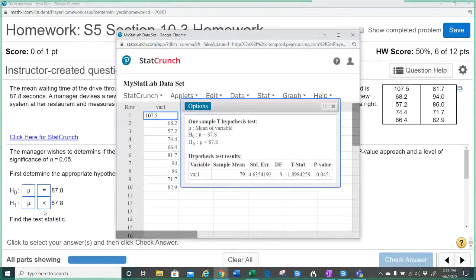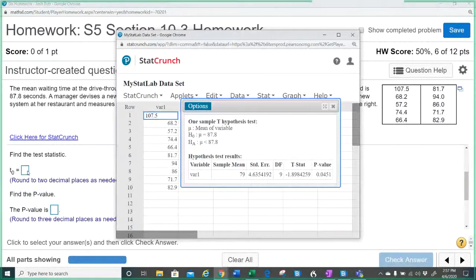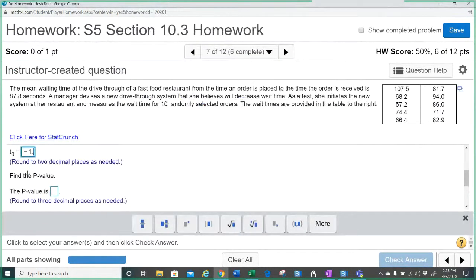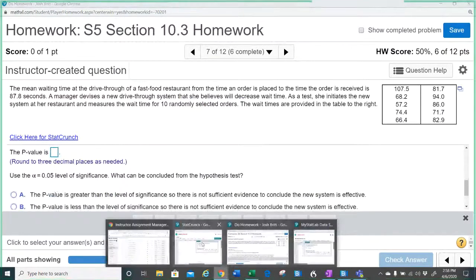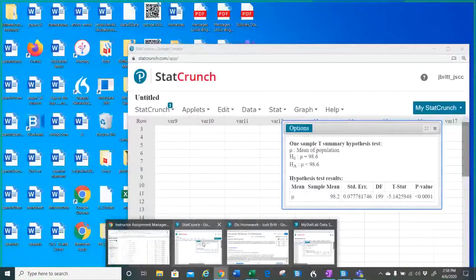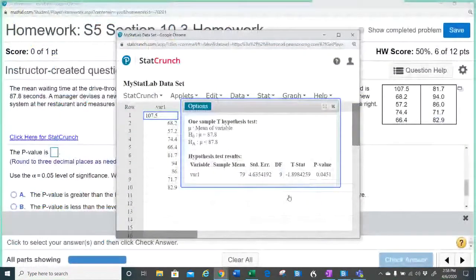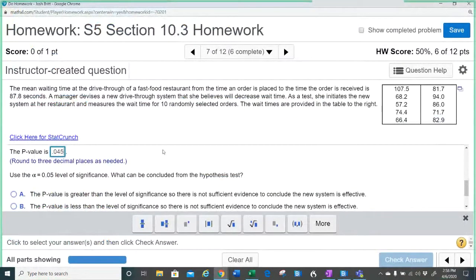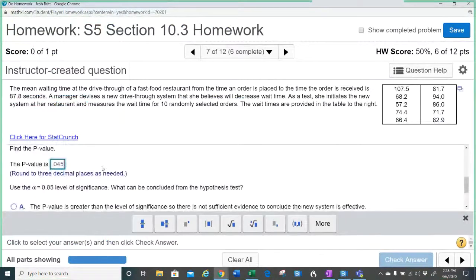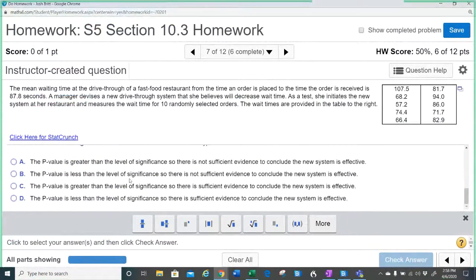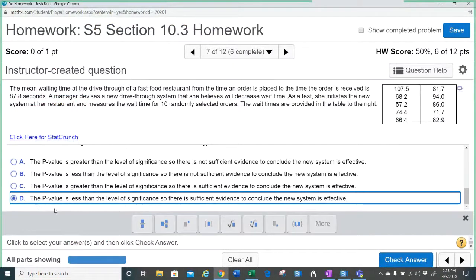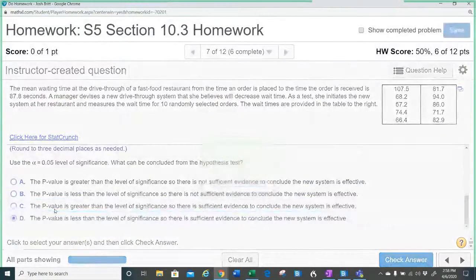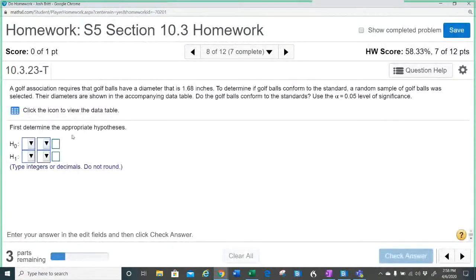Compute. Test statistic, 2 decimals, -1.9, p-value is 0.045, and that is less than alpha, so the p-value is less than the level of significance, so there is sufficient evidence to conclude the new system is effective. Small p-value, always reject.